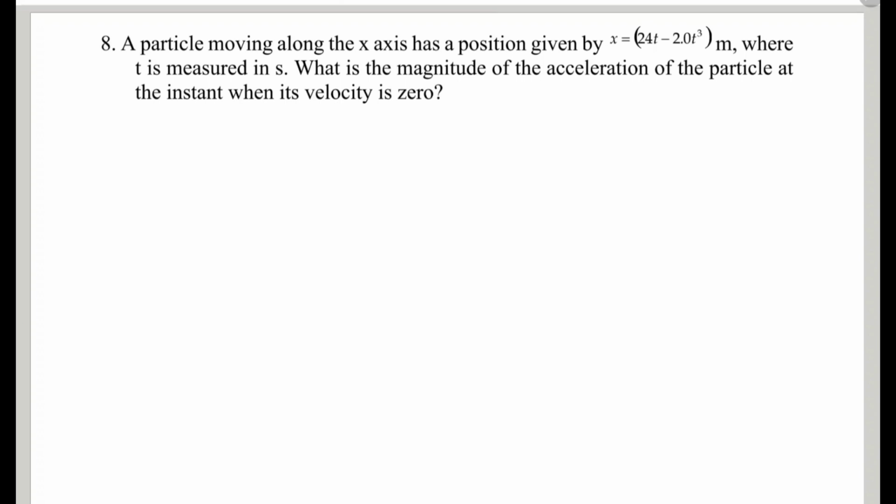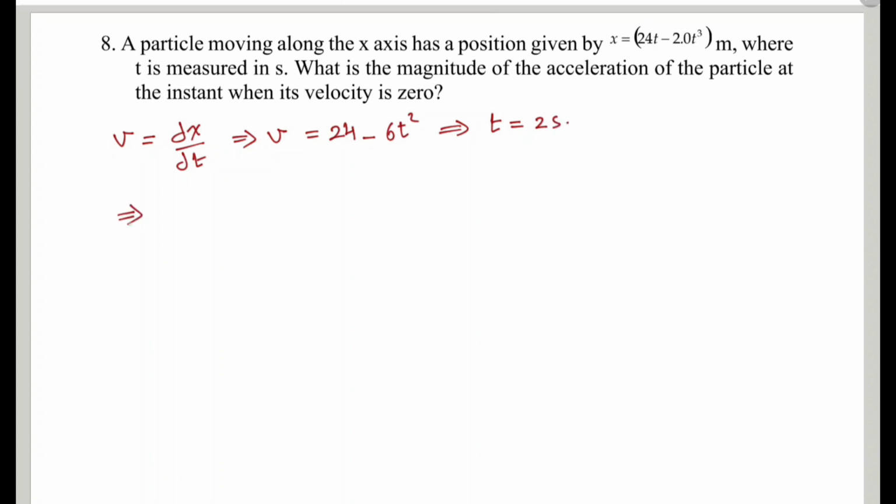Now, from the position equation here, let's find the velocity v, which is equal to the first derivative of x with respect to time. So v in this case equals 24 minus 6t squared. And when the velocity equals 0, you substitute v equal to 0 and find the time. In this case, it's 2 seconds.